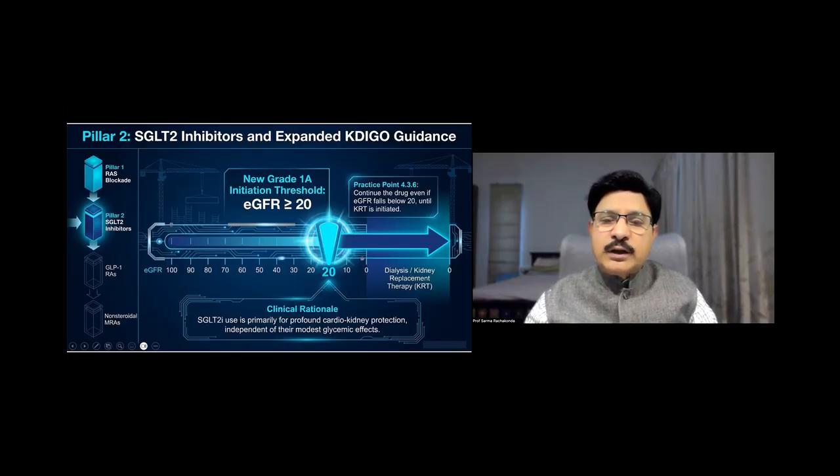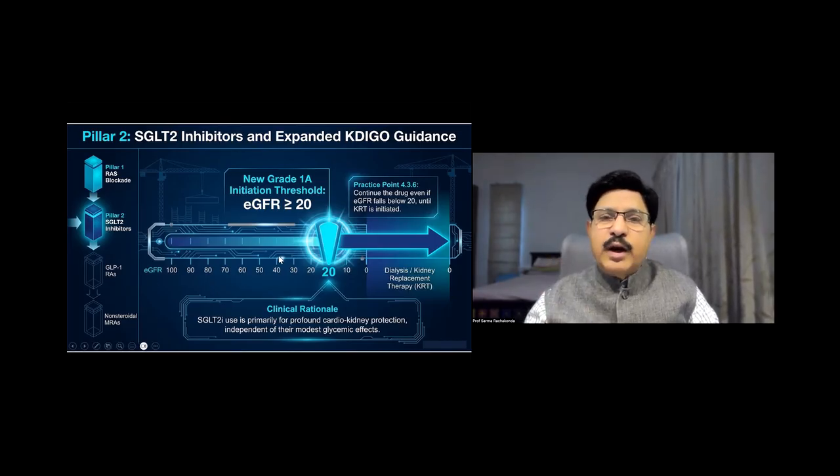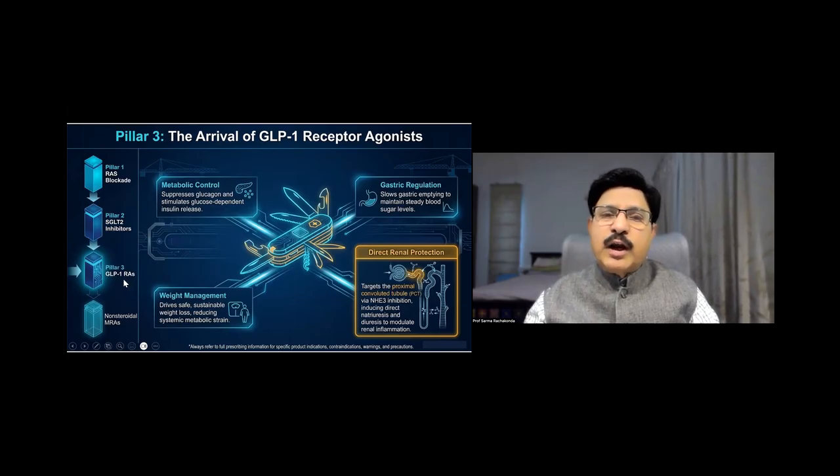Then I will start the SGLT inhibitors? No, you have to start the SGLT2 inhibitors in spite of good diabetic control, in early renal disease of stage 2 or stage 3 itself. This is pillar number 2. Number 3, GLP-1 receptor agonist.